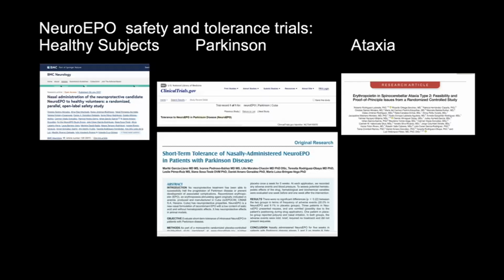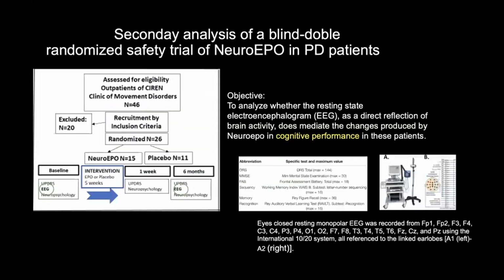From the trial in Parkinson, we did one secondary analysis looking at cognition and how cognition can be mediated by the EEG. To the left, we can see the design: 15 patients with NeuroEPO and 11 in the placebo group. At baseline, we recorded the EEG and a neuropsychology battery. Six months later, the same.